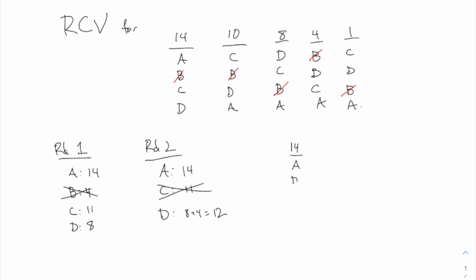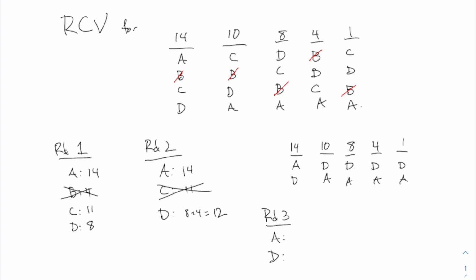Now it says 14 AD, 10 DA. I'm just redrawing this stuff, but without the B's and also without the C's. The next one says DA. So this is 8, DA. 4 is DA, and also 1 is DA. All right. And now I count up the results of this one. So this is round 3. In the final round, it's only A and D remaining.